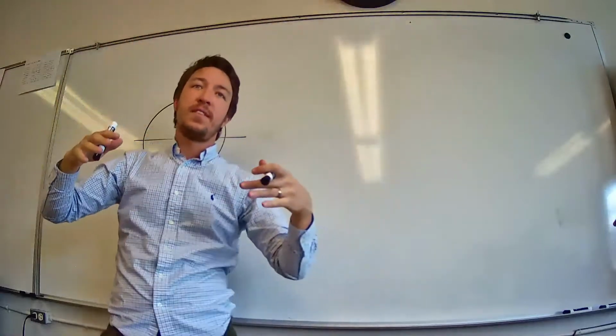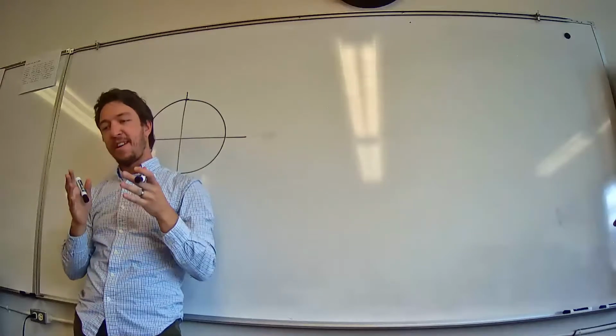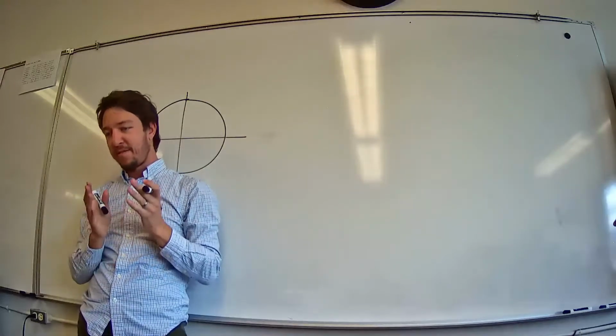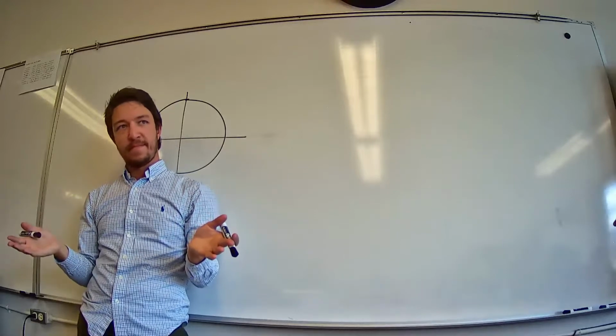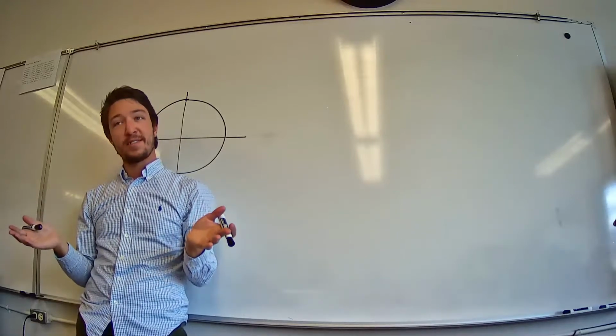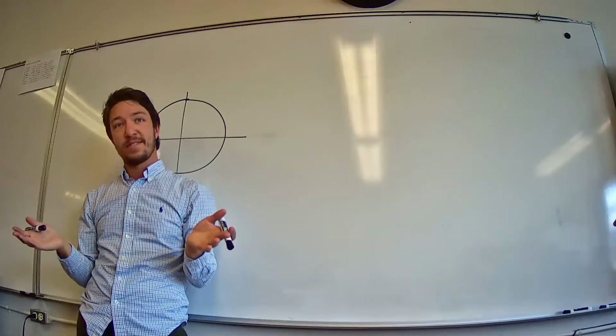How many degrees are in a circle? 360. Why? Because it's a circle. Because all the angles, they said.